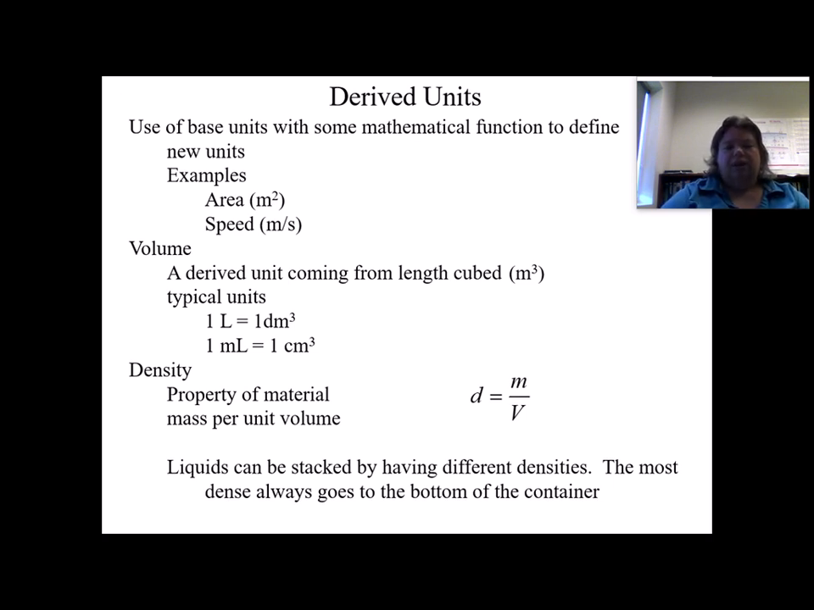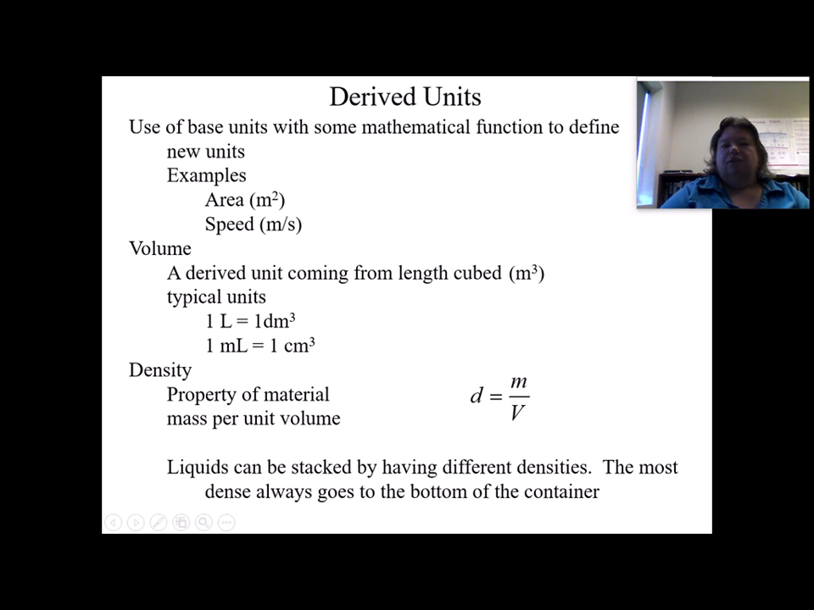Okay, so if I square it, I get meters squared. Here's another one of division. If I take the distance or length divided by time, I get speed. Volume is a derived one, okay, coming from the length cubed, meters cubed. However, we typically will also use liters and milliliters. 1 liter is 1 decimeter cubed, and 1 milliliter is 1 centimeter cubed.